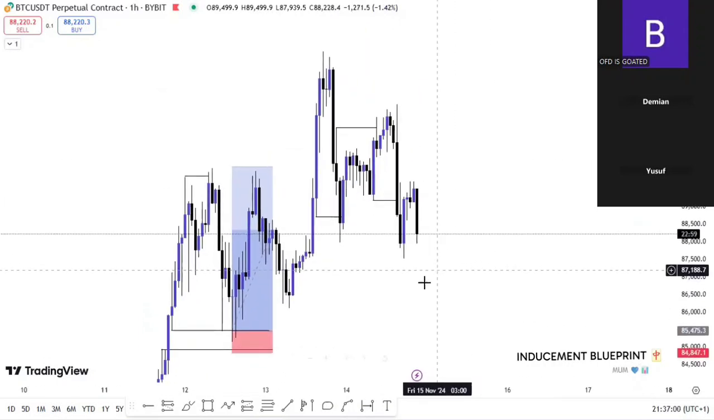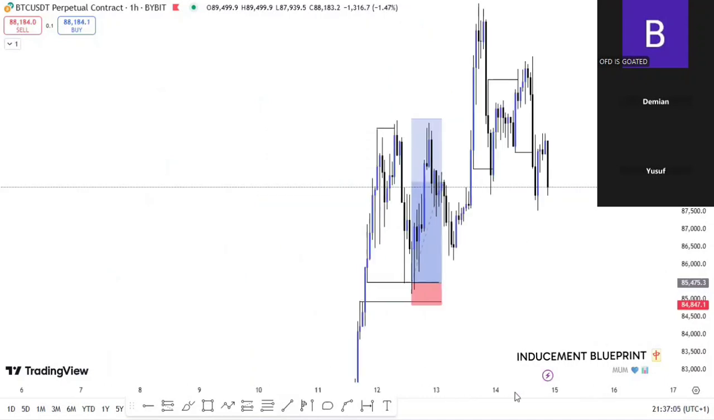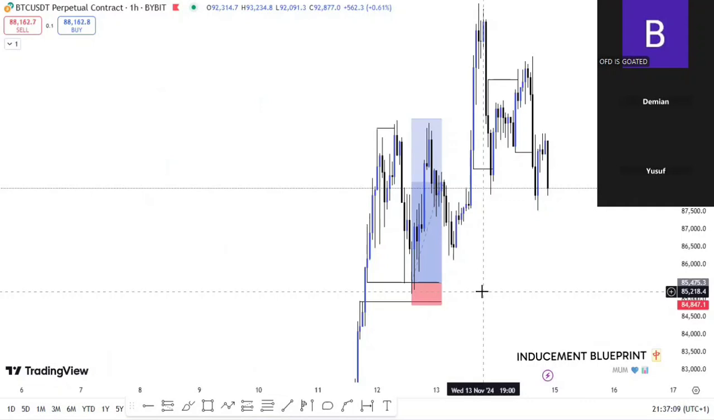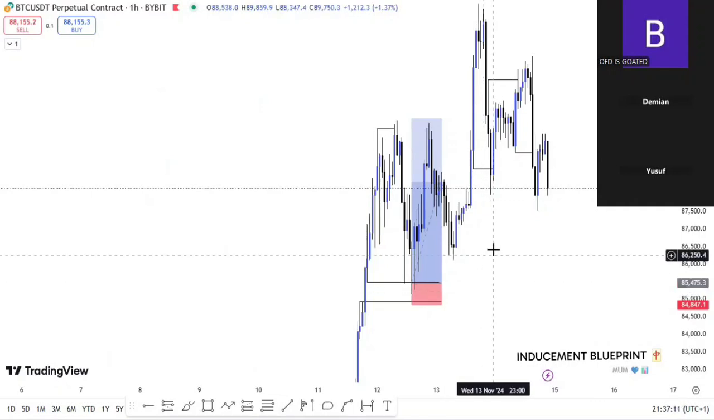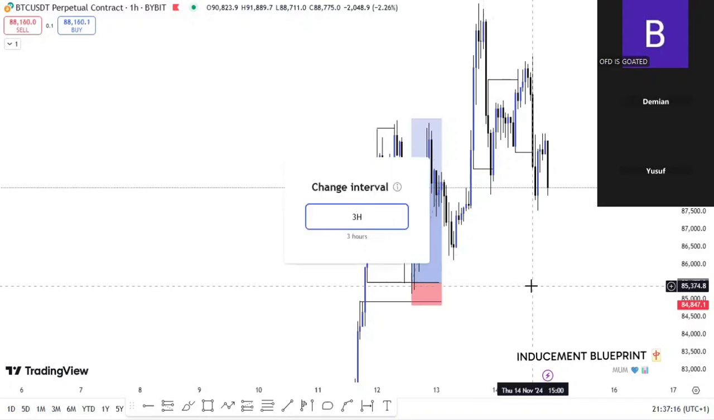So guys, let's use BTC as a case study. So this is the 1 hour time frame. Like I said, we'll mark out supply and demand zones on the higher time frame, like the 3 hours and above. So let me use 3 hours now to mark out my supply and then my demand zones.